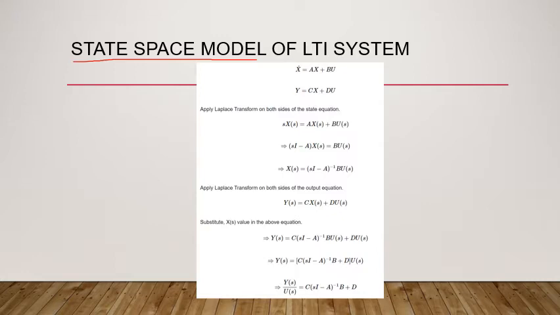So let us understand what these representations are. Let us see the first equation. It says x dot is equal to Ax plus Bu. Here A, X, B, U are matrices, and X dot represents the matrix which contains the differential elements of X. X dot is basically representing the differentiation of the matrix X.